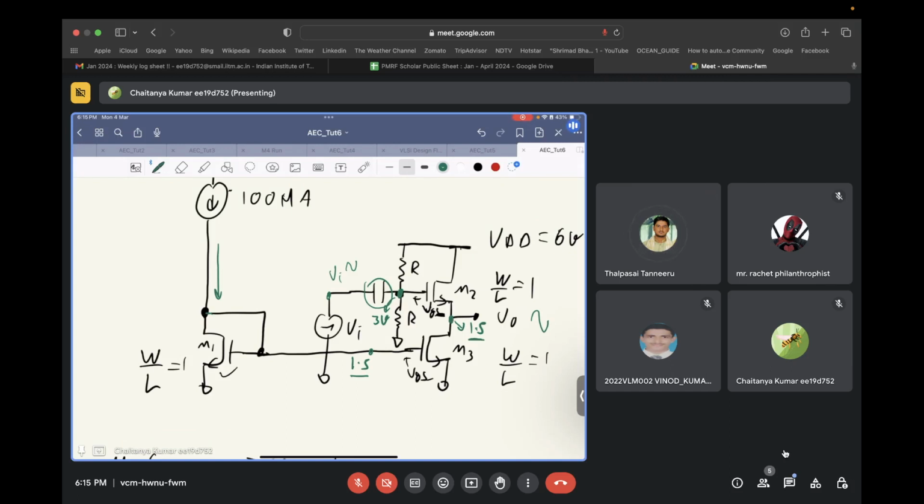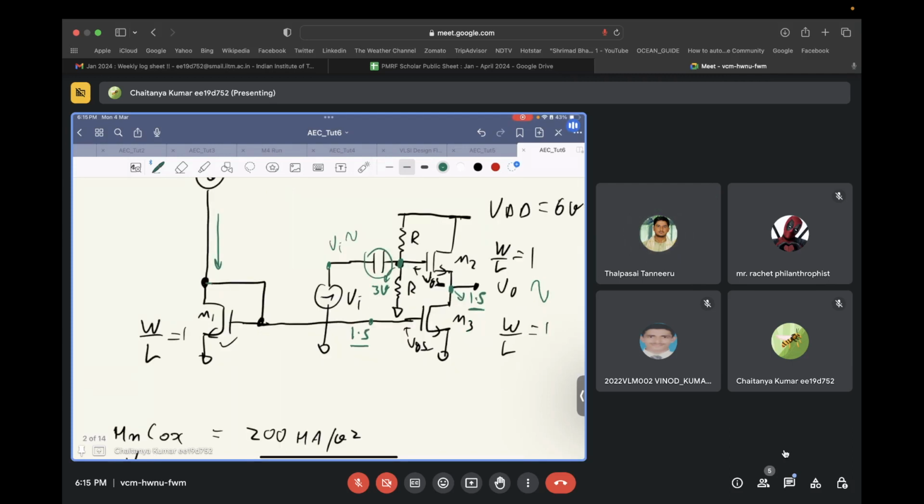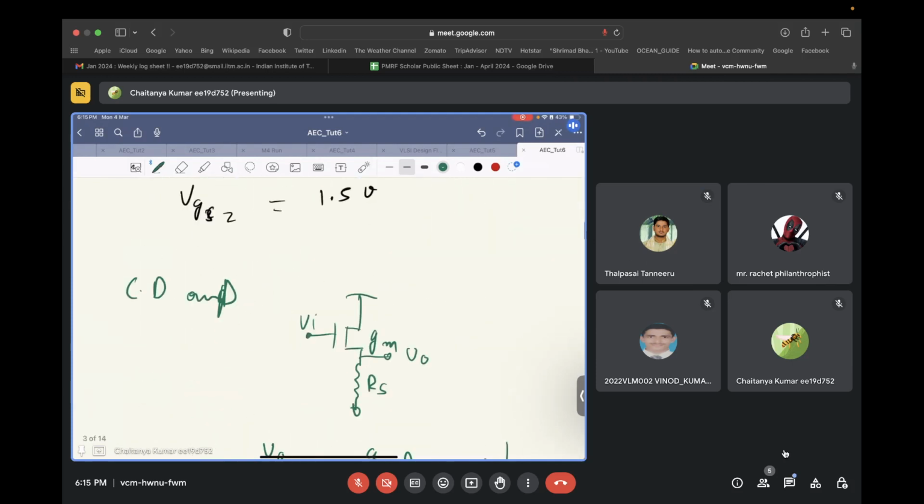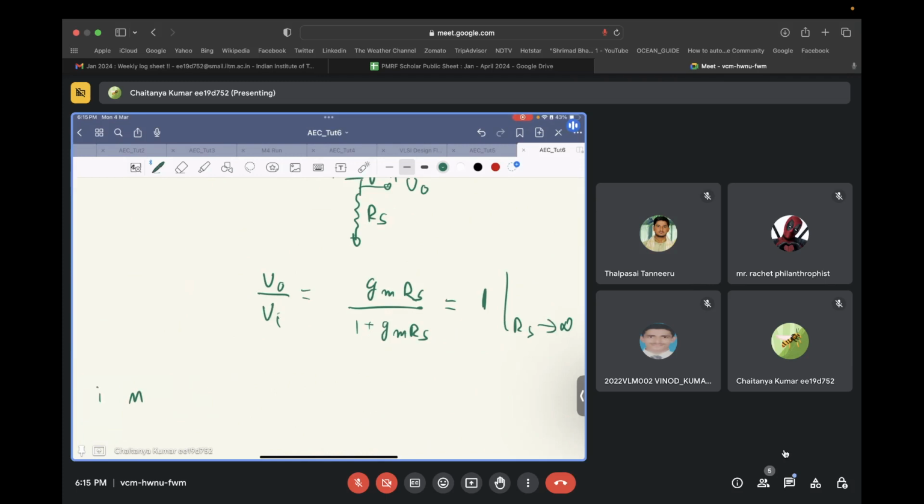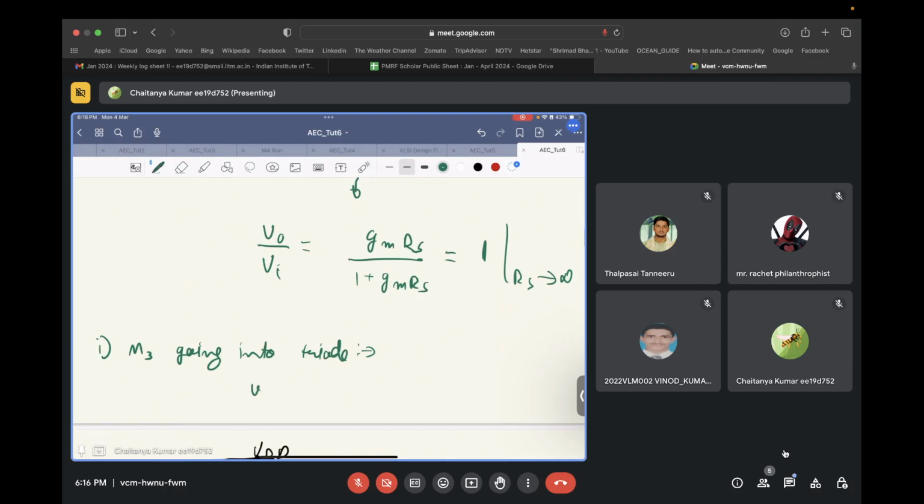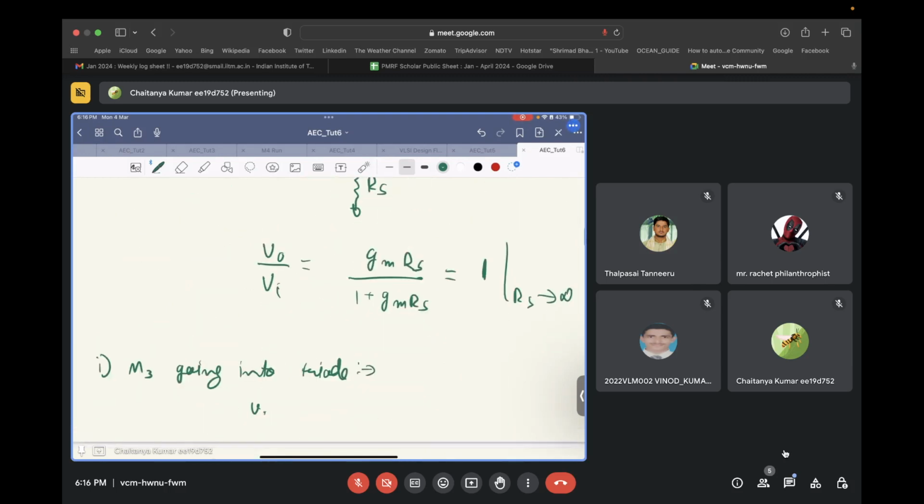So this drain voltage, which also happens to be your output voltage, can go down to 1 volt, correct? For this to happen, what should the amplitude of Vi be? So one condition of possible swing limit is M3 going into triode. For this, VO plus 1.5 volts should be greater than or equal to 1 volt, correct?